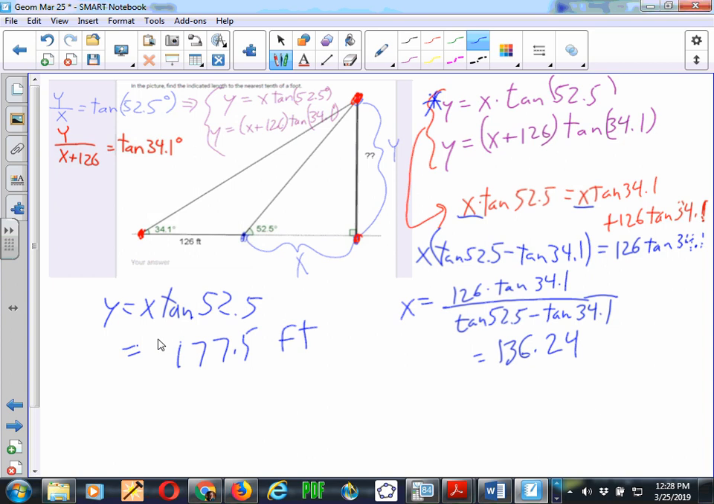But we also saw another way to solve this thing. And I want to quickly look at how to do that. Did I get it right? 177.5? Yes. Okay. Just 177.5.